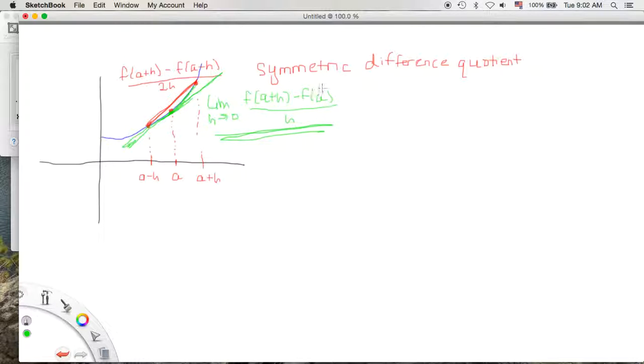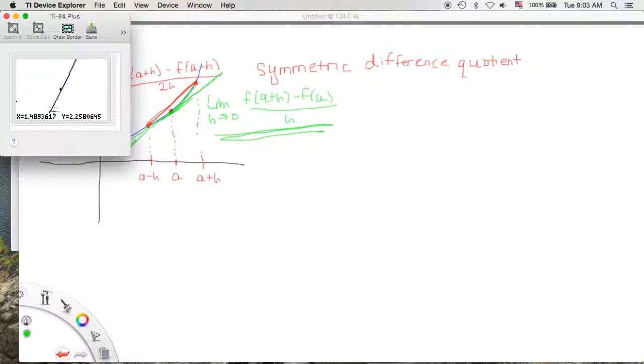But with this symmetric difference quotient, if you look here, you see that you can have a place where the secant line, whose slope is the symmetric difference quotient, is going to be parallel to the tangent line. So it can give you a good estimate. Now, why do we want to use that when we can just calculate it with a limit? Well, we don't typically use the symmetric difference quotient, but your calculator does.